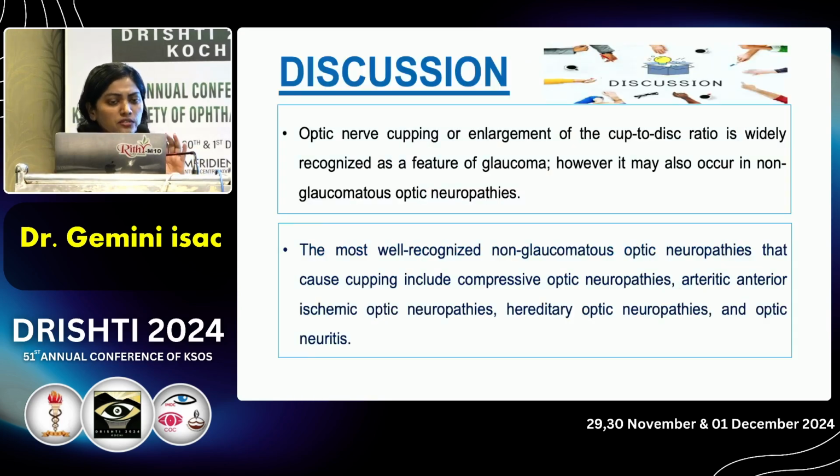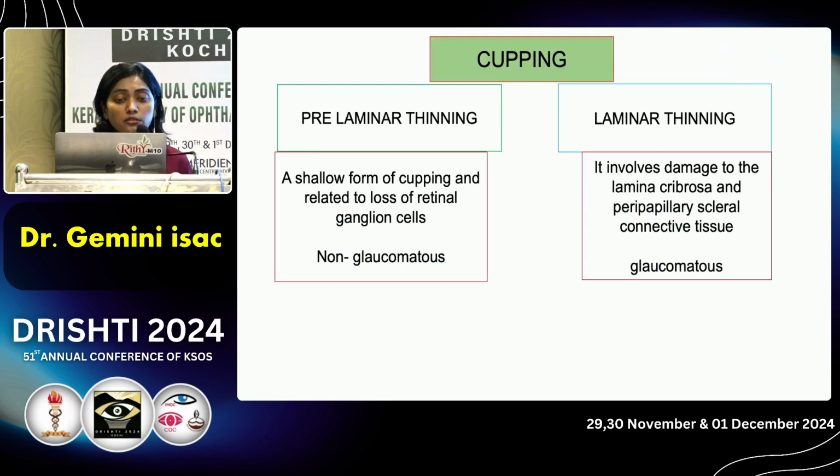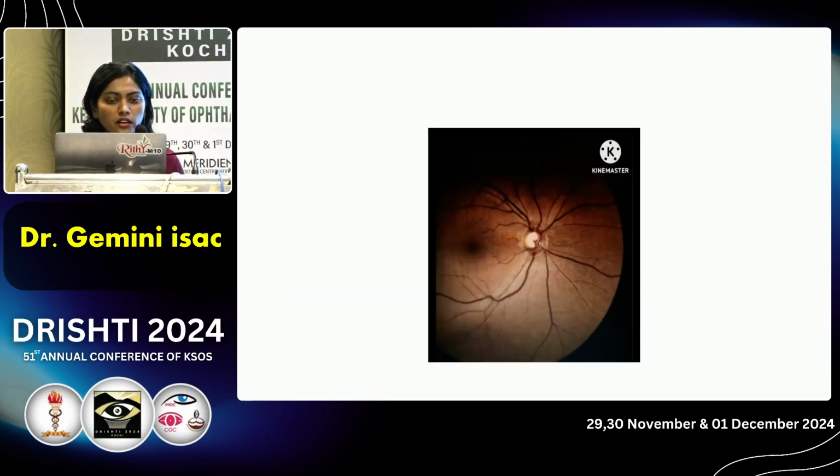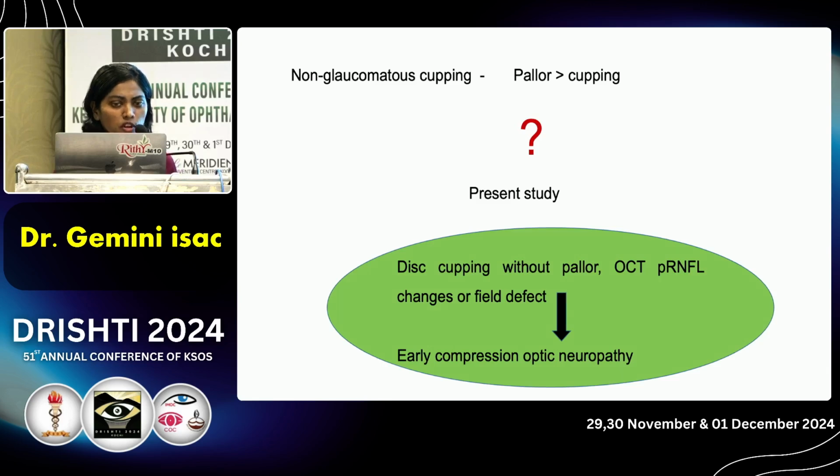So, coming to the discussion part, we know the optic nerve cupping or enlargement of the cup disc ratio is widely recognized as a feature of glaucoma, but non-glaucomatous cases like compressive optic neuropathy and ischemic optic neuropathy can also cause cupping. So, what is the cause for this cupping? Prelaminar cupping is a shallow cupping which is more commonly associated with non-glaucoma, and glaucomatous cupping is usually laminar cupping, which is deep. And for non-glaucomatous cupping, the usual dictum is pallor more than cupping.